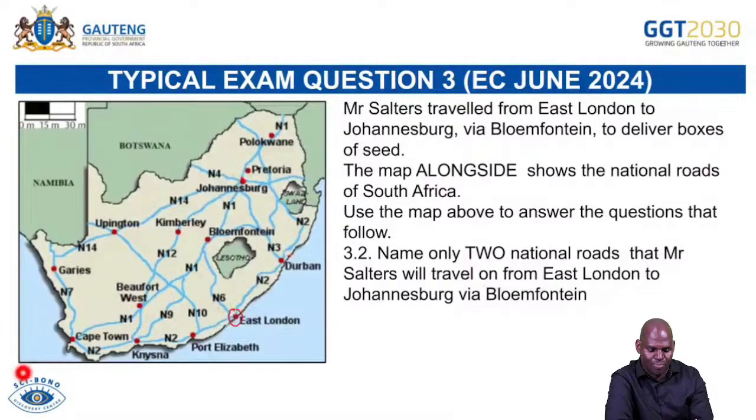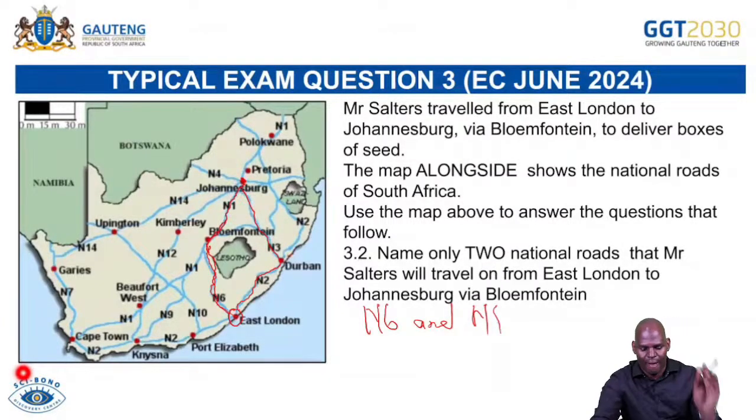So if I check on the map, to get to Johannesburg there are 2 ways. So it's either this way or the other way. Or there's another way where you can go here and so on. This one will also take you to Johannesburg, and then there we've got another one to Johannesburg and so on. But in this case, they specify Johannesburg via Bloemfontein. So from East London it's N6, and when you get to Bloemfontein, it is N1. So it's N6 and N1.